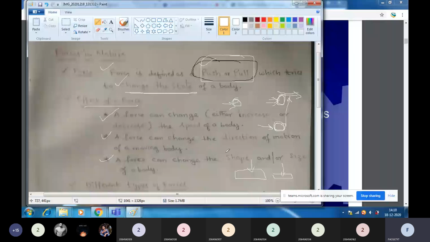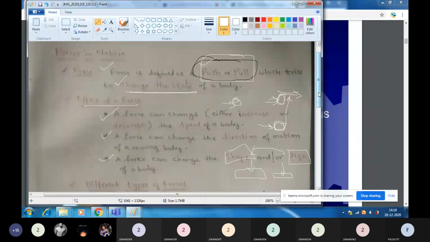Depending on your requirement, if you want to change only shape, you can apply a certain amount of the required force. If you want to change the size, the amount of force may change. If you want to have both the changes, then the concerned force should be there. So either you can change any one of these two or you can change both. Those are the important introductory parts of force.